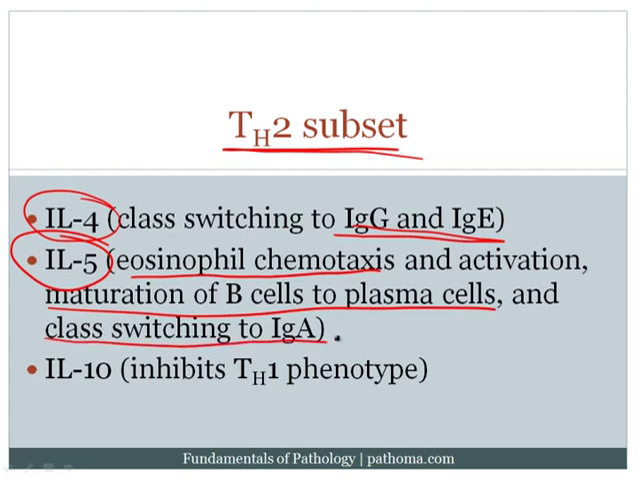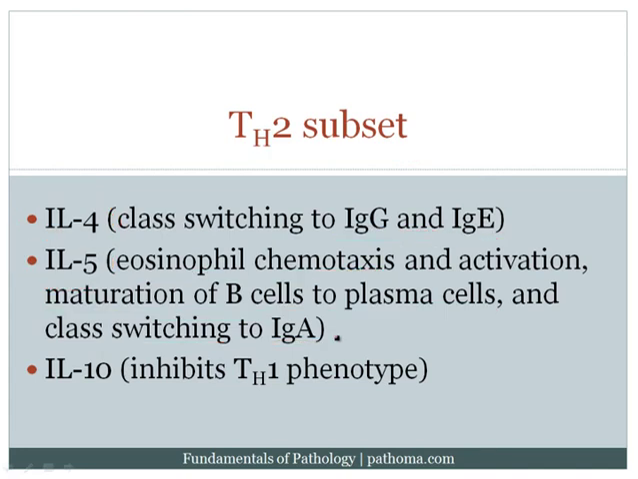Now, another product of the Th2 subset is IL-10. And IL-10 inhibits the Th1 phenotype. And we've already also talked about IL-10 in the context of, do you recall where we talked about IL-10? When I talked to you about macrophages and how the macrophages come in and they manage the last step of acute inflammation, and I said that one possibility was resolution of the inflammatory response. And so remember that the macrophages produced IL-10 there to sort of shut down the inflammatory response. So anyway, this is the key function of the Th2 subset of helper T cells.